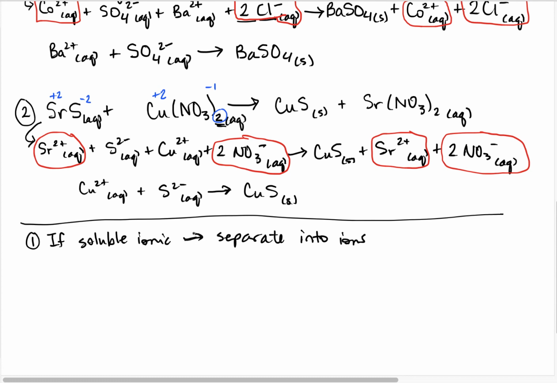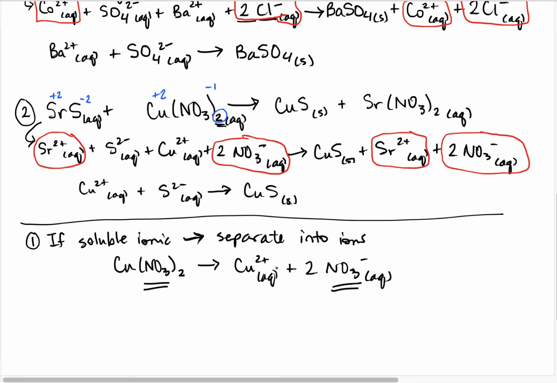But be careful here, right? Here we had copper nitrate, and we separated this into copper ions and nitrate ions. So when you have an ion like this, you keep it together. This is part of the reason why we learn the polyatomic ions, because these guys travel as a unit. They don't separate into parts. Okay, they just stay as a nitrate ion unit. So you don't want to separate it into nitride and oxide or anything like that. Nope. You just leave it as this nitrate unit.